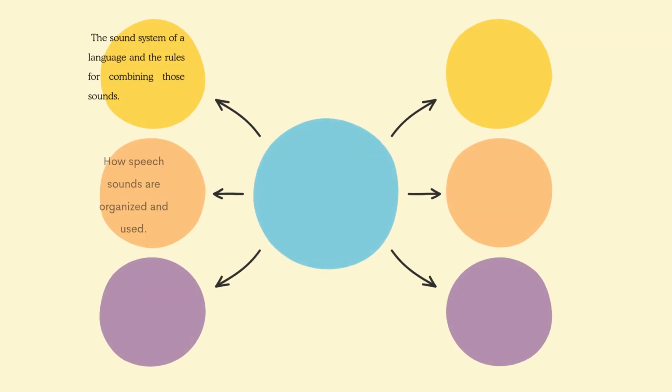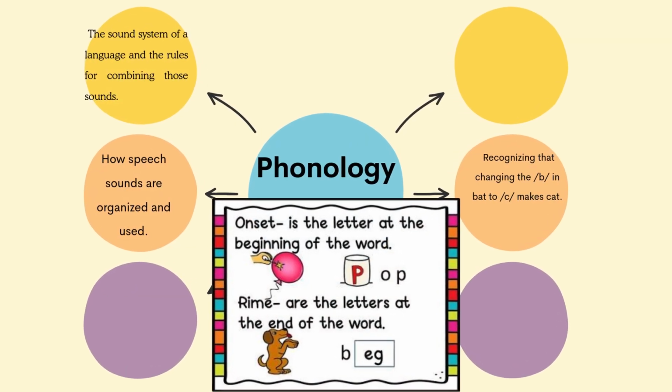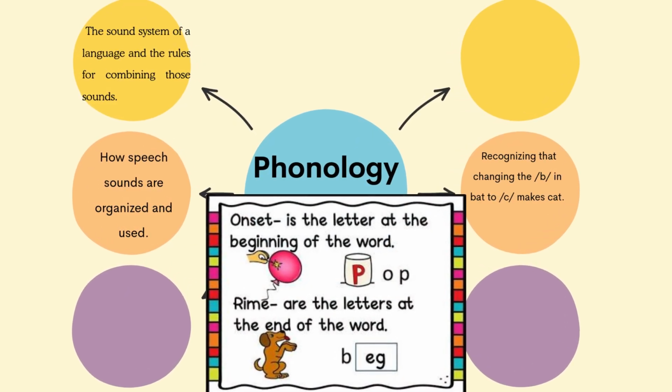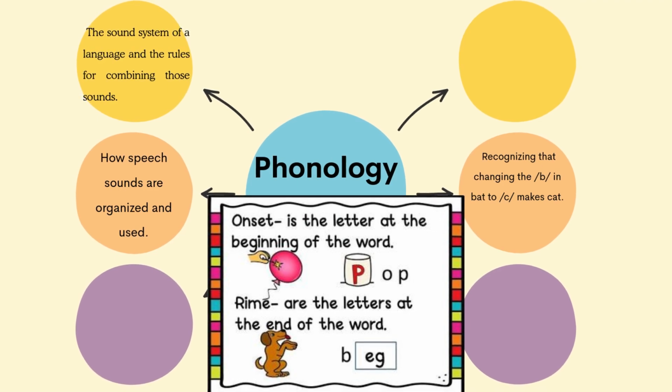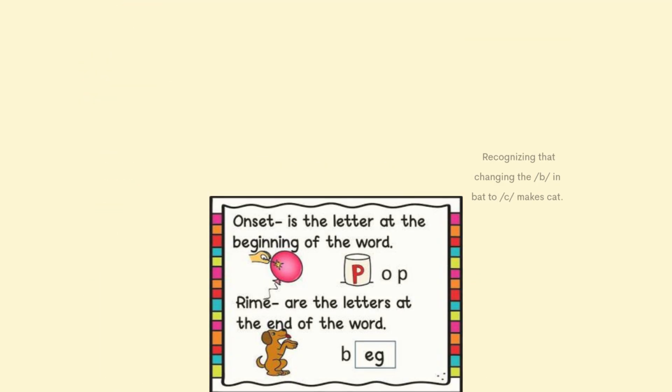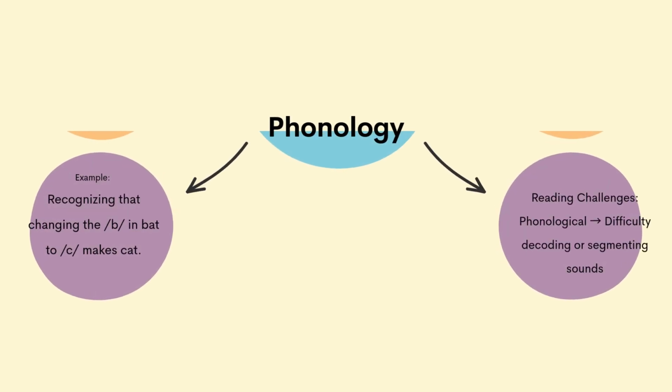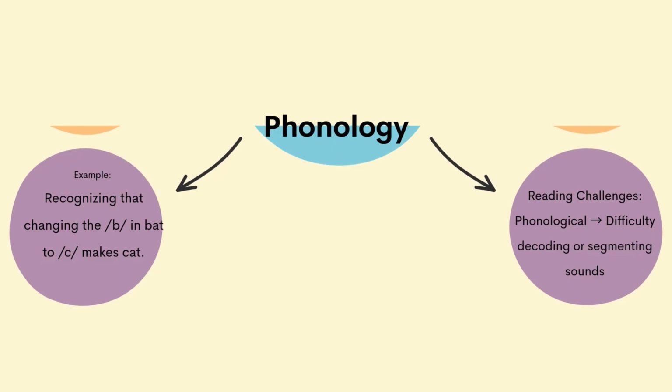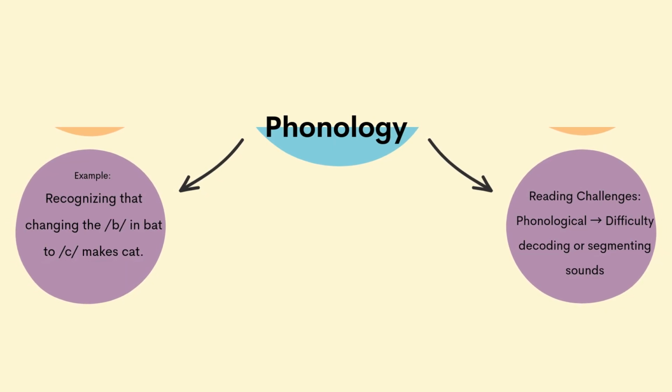So the onset is the consonant or the consonant cluster within a syllable that comes before the vowel. The rhyme is the part of the syllable that contains the vowel and all the remaining consonants after it. So if the child can't segment those words, it can become a challenge. And that's when we have to look at here that the reading challenge would become a phonological reading challenge, and that's difficulty decoding and segmenting the sounds.